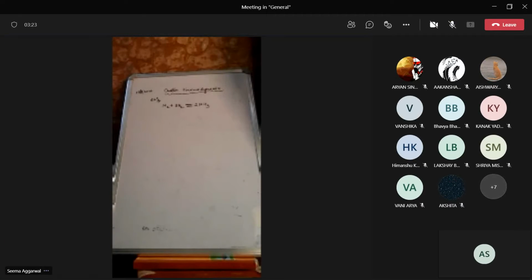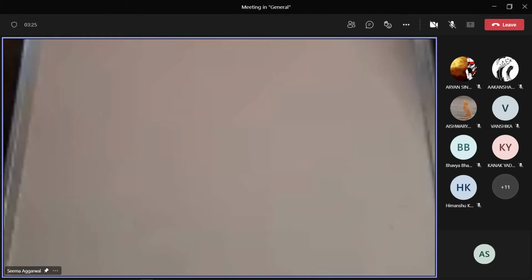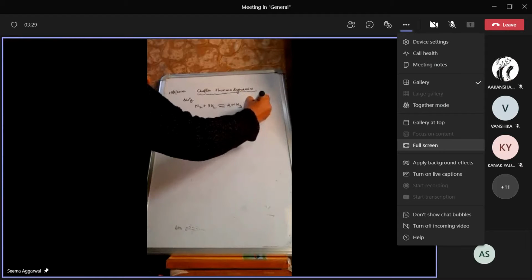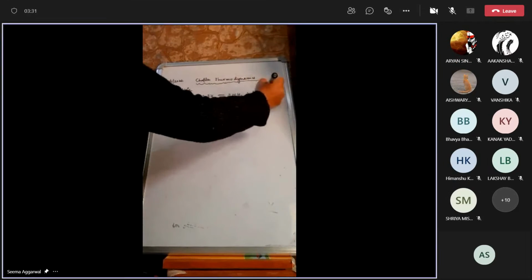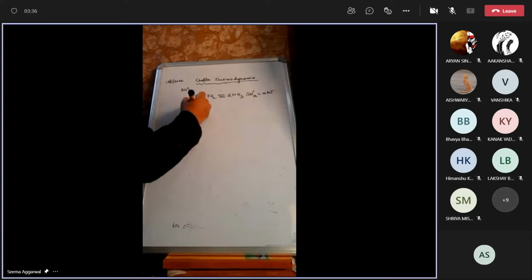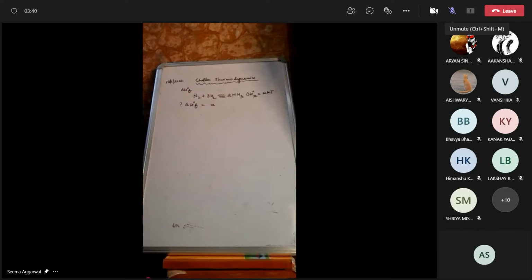Yes, sir. Suppose I am taking this equation, and whatever is given, the delta H0 for this reaction is X kilojoules. What is the value of delta H0 formation? Is it same as X? Is it equal to X?